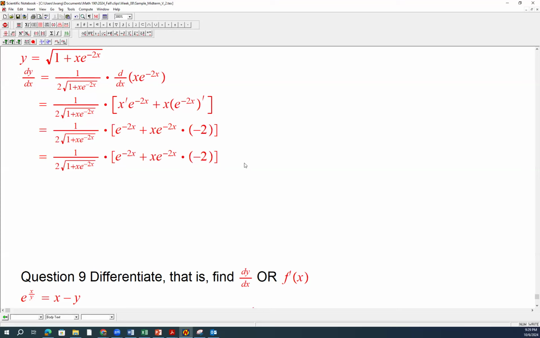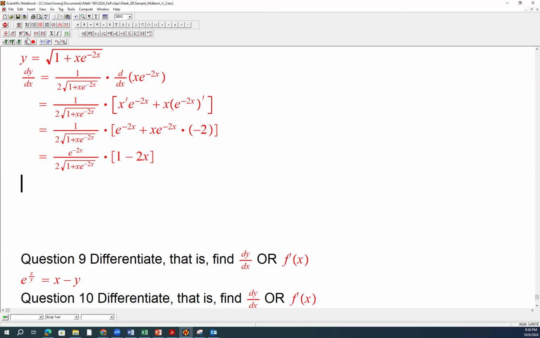Simplify. Okay, so I'm going to bring the negative 2 to the front. So this is going to be negative 2x. Factored out the e to the power negative 2x, right? Put it here, and we're done. We're finished.